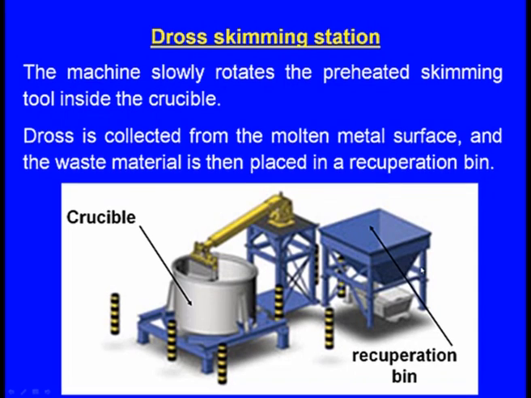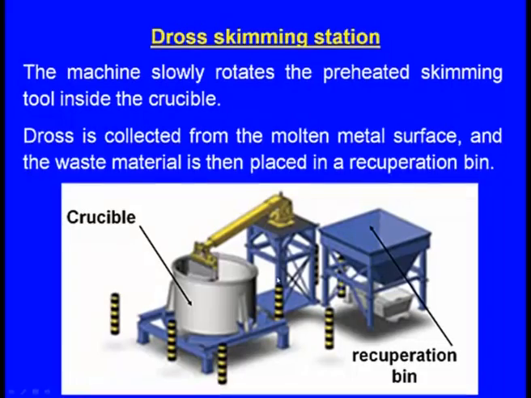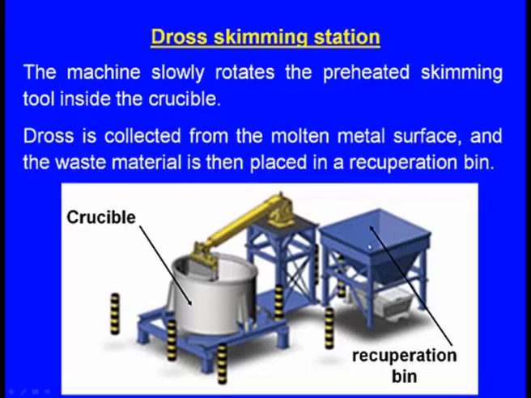So here we can see this machine. Here we can see this is the crucible, and there is a skimming tool inside. This is the skimming tool. So this will be rotating at a very slow speed. Then what happens? As it is rotating, the dross is collected from the molten metal surface, and the waste material is then placed in a recuperation bin. Next to that there is a recuperation bin, like a dustbin.